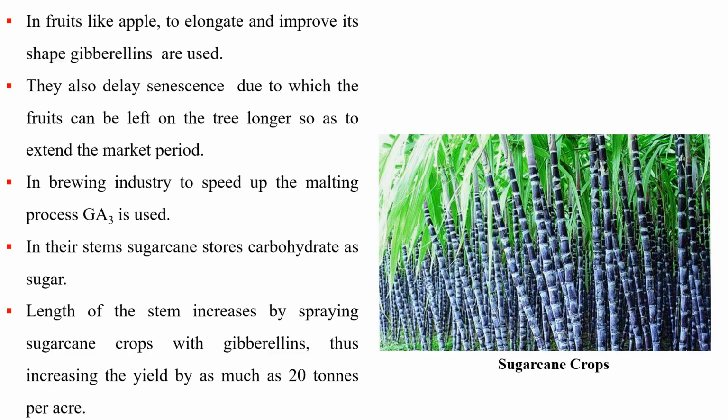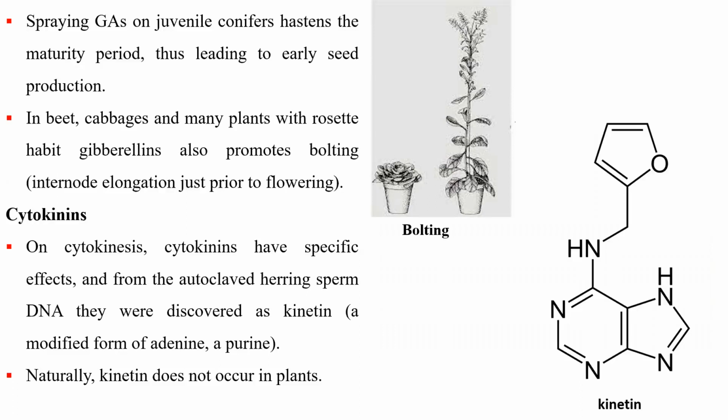In their stems, sugarcane stores carbohydrates as sugar. The length of the stem increases by spraying sugarcane crops with gibberellins, thus increasing the yield by as much as 20 tons per acre. Spraying GAs on juvenile conifers hastens the maturity period, thus leading to early seed production. In beet, cabbages, and many plants with rosette habit, gibberellins also promote bolting.